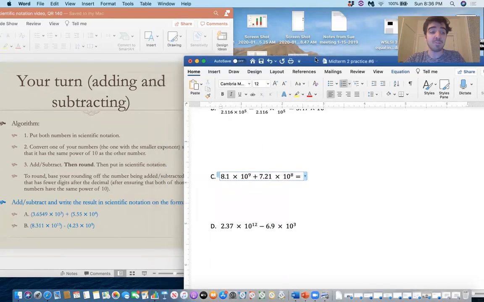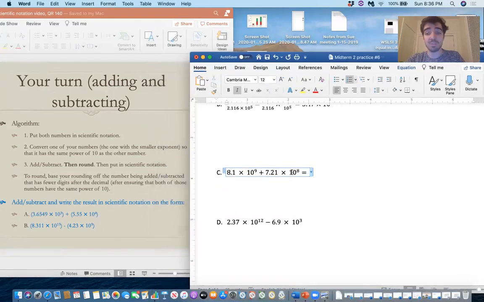Next step, we need to convert one of the numbers, the one with the smaller exponent, so that it has the same power of 10 as the other number. Remember that we're not allowed to just add 8.1 plus 7.21 because we have different powers of 10, right? In order to add these, we need the same power of 10. So we need to convert this 10 to the 8th to be in the form of 10 to the 9, right? And then adjust this coefficient accordingly.